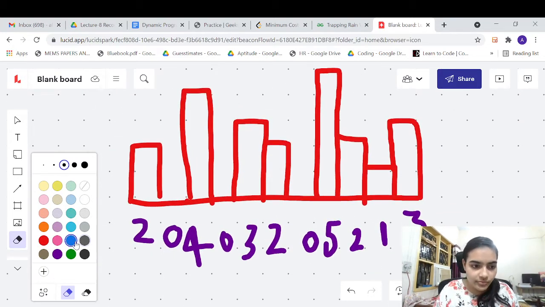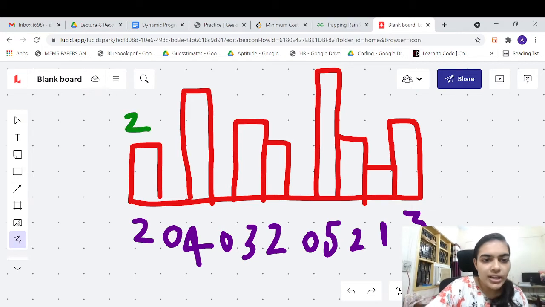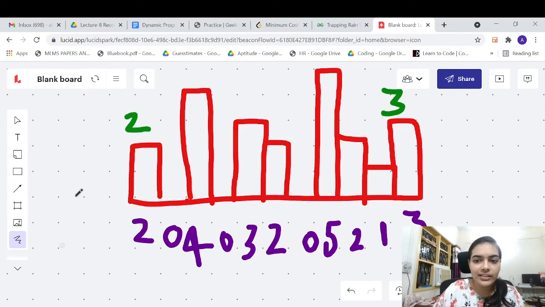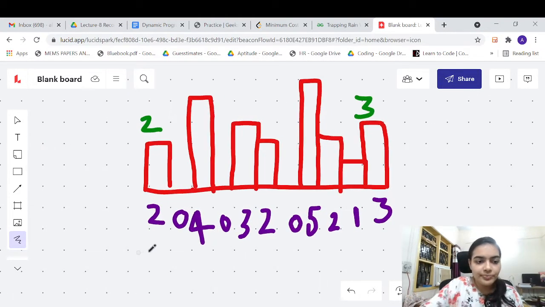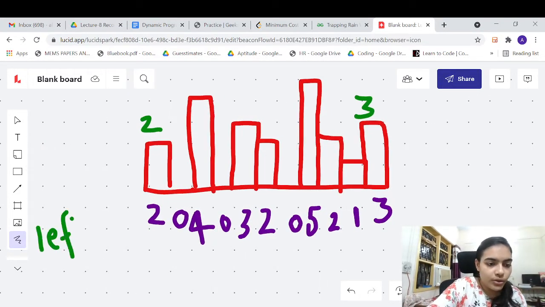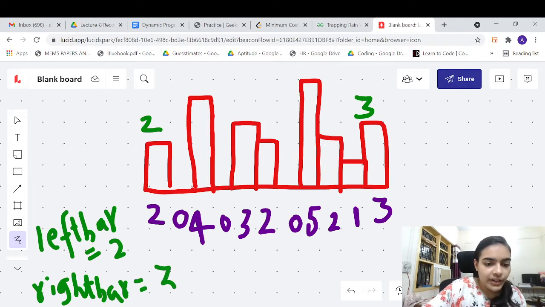So we'll start. First we are seeing the block. This side is having height 2. Let me take another color. This side block is having height 2. This side block is having height 3. First we will note these elements. So the left bar that we have currently is having height 2. The right bar that we have currently is having height 3. We will note these elements.